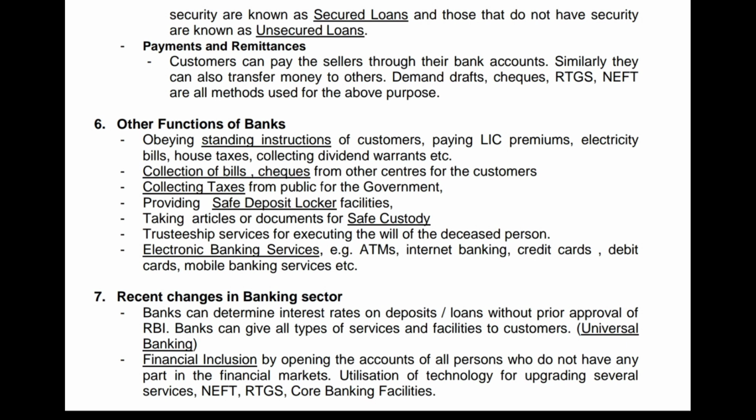7. Recent changes in banking sector. Banks can determine interest rates on deposits/loans without prior approval of RBI. Banks can give all types of services and facilities to customers. Universal banking. Financial inclusion by opening the accounts of all persons who do not have any part in the financial markets. Utilization of technology for upgrading several services, NEFT, RTGS, core banking facilities.